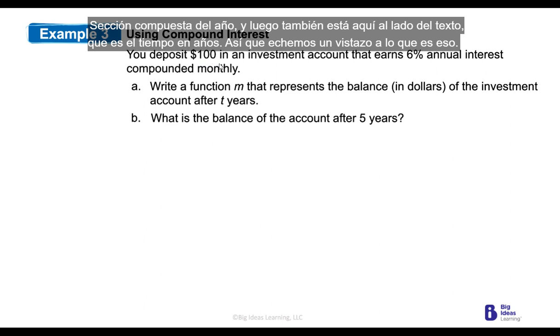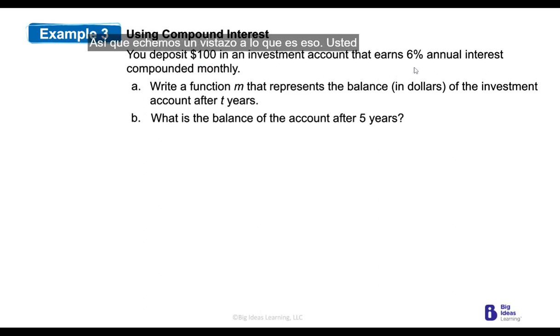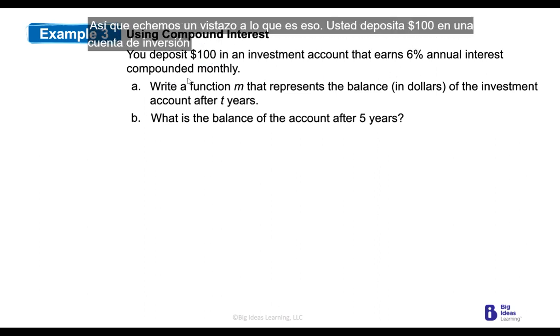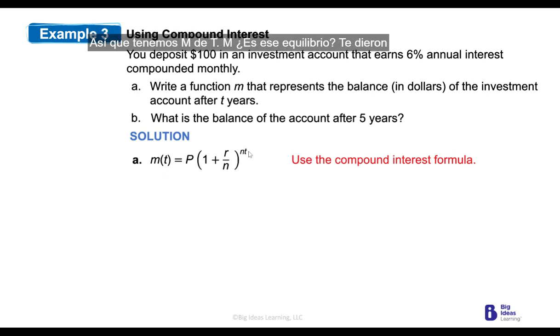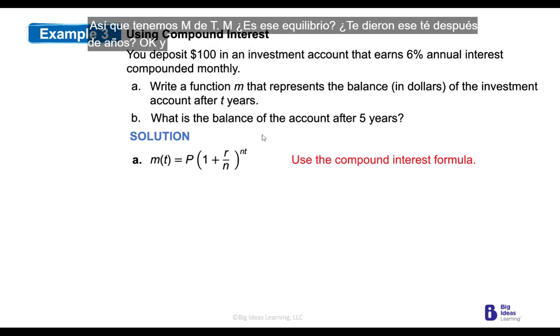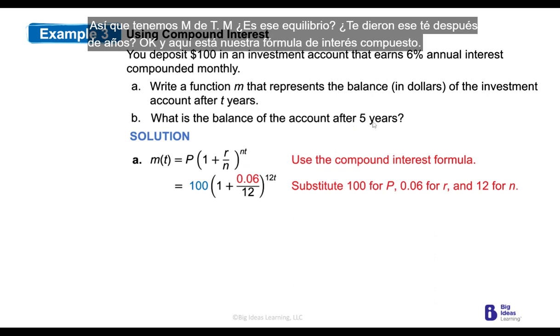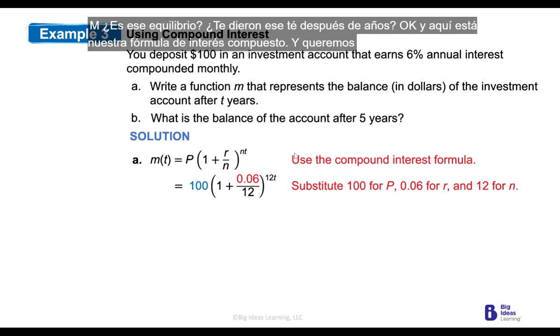You deposit $100 in an investment account earning 6% annual interest compounded monthly. So think about how many times that's going to be compounded monthly. Right, so 12 times in a year because there are 12 months in a year. So we have M of T. M is that balance. They gave you that, T after years. Okay, and here's our compound interest formula. And we want to know the compounded interest after 5 years.